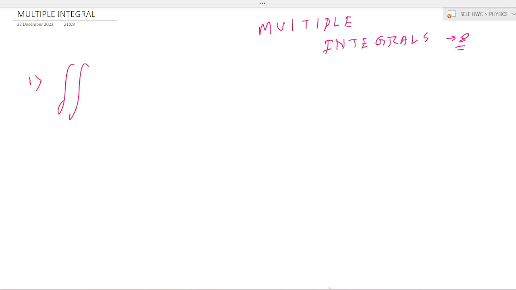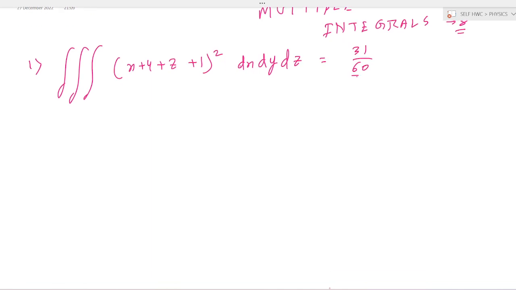So this question is one. This question is a triple integration: the triple integral of 1 over (x plus y plus z plus 1) to the power of 2 (squared), dx dy dz. How to prove 31 by 60? This question is very important, so please note it down. First you try, next I solve this question.